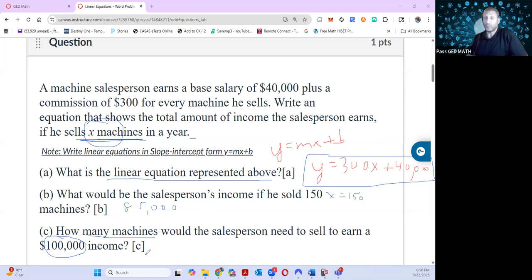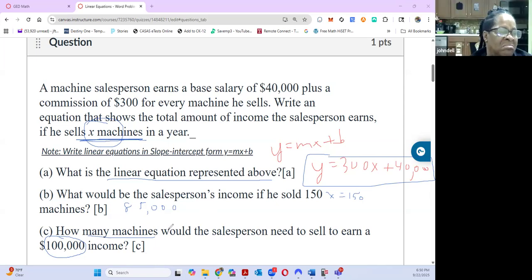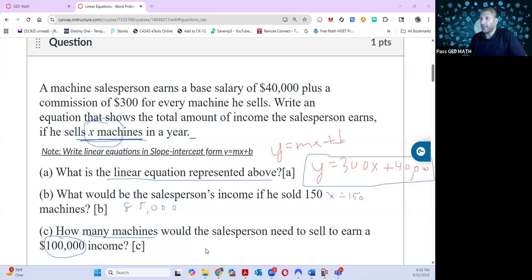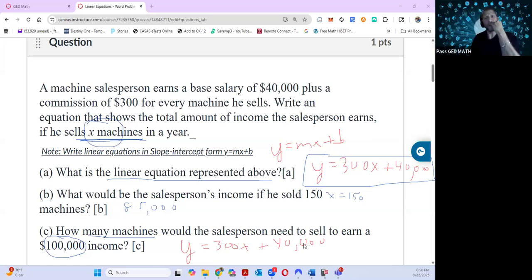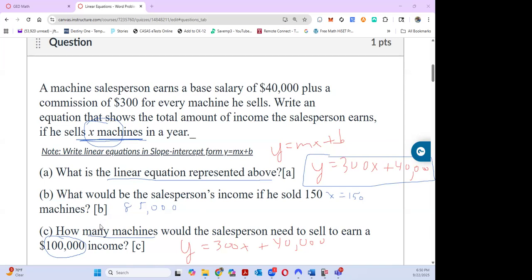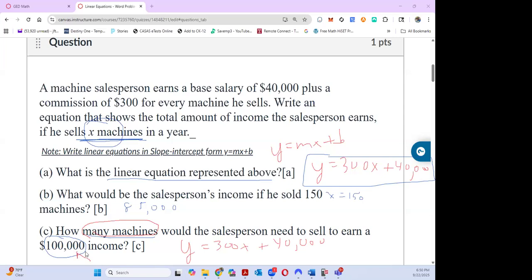What's the $100,000? What variable is $100,000? Not the b, and it's not x. Let me write this formula down for you: y equals 300x plus 40,000. How many variables do we have in this equation? We have 2. What are the 2 variables? y and x. They're asking you to solve for x, so the $100,000 must be y.